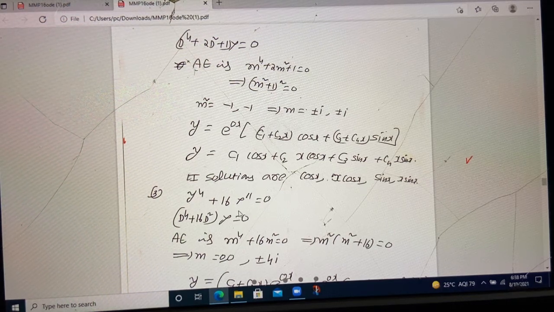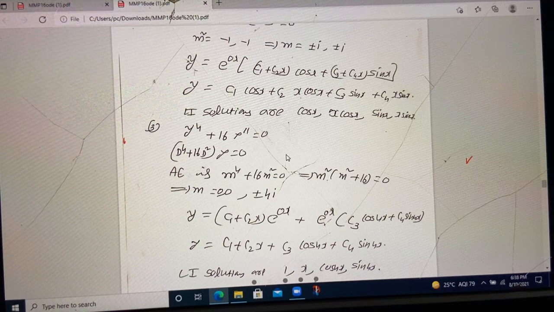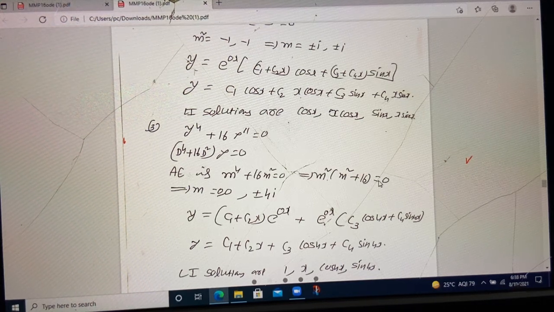Next we have y power 4 plus 16 y double dash. That means D power 4 plus 16 D square on y. So what is the auxiliary equation? m power 4 plus 16 m square. Take m square common. We get m square (m square plus 16). m square 0 means m equal to 0, that means 2 times 0. m square equal to minus 16. m is root of minus 16. What is root of 16? Plus or minus 4. Root of minus 1 is i, that is the answer.